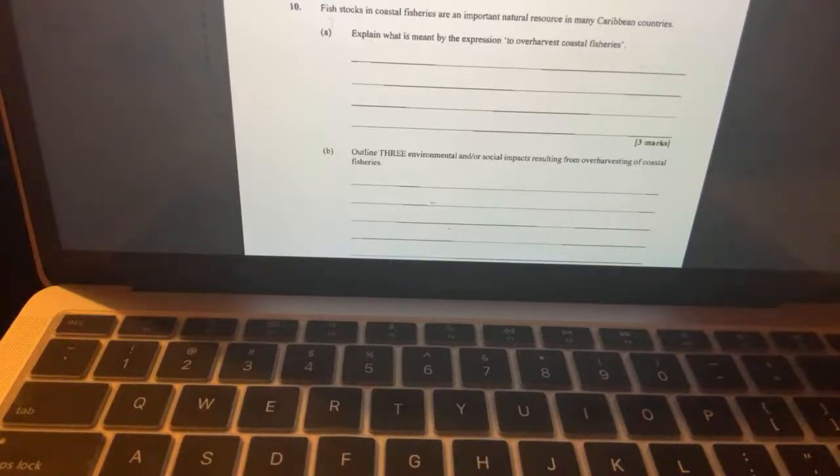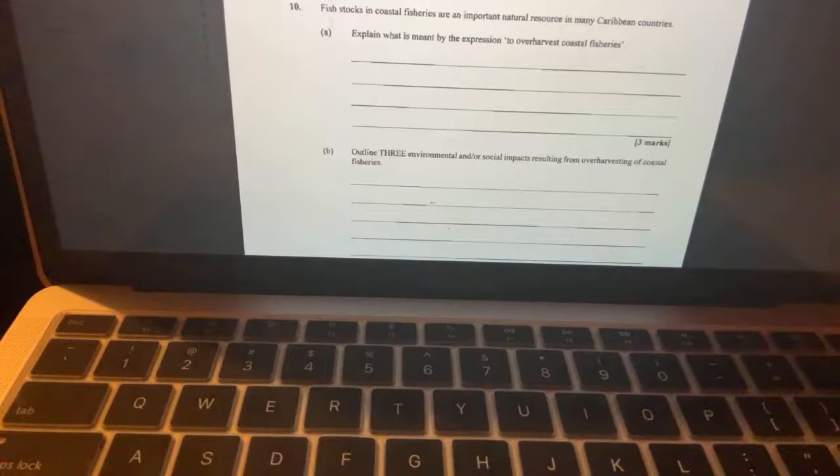Kara says environment impact could look like the degradation of coral reefs. What else? Limited food source. I would link that to reduced supply of fish. Great job. Loss of biodiversity. Put it that way. Decrease aquatic population.